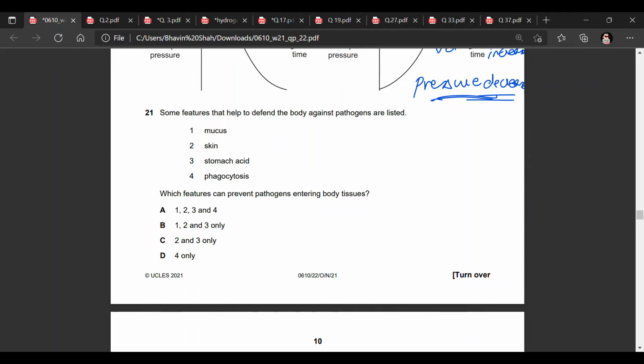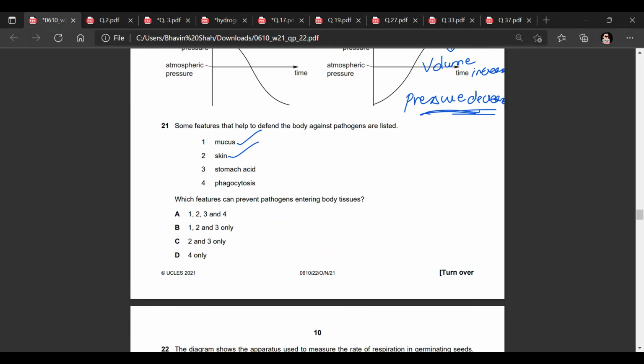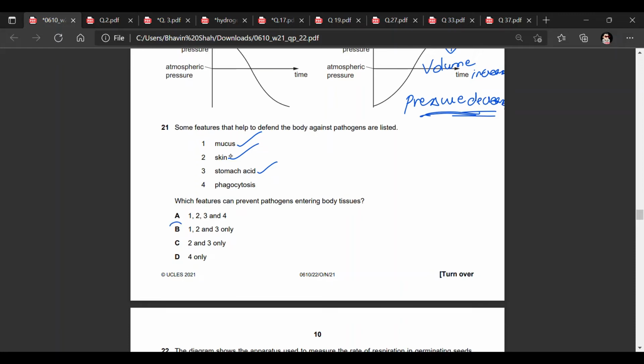Which features can prevent the phagocytes entering the body tissues, right at the top level of defense? Okay, so the top level defense, obviously the mucus. Then we are looking at the skin, which will not let the pathogens enter inside at all. Then I just mentioned that if there are any pathogens entering, the hydrochloric acid is going to take care of this. From here, if it crosses this channel, then it may enter into the blood and then the phagocytes will start to act. But before that, these are the three lines of defense. So the answer for the 21st question is going to be B.